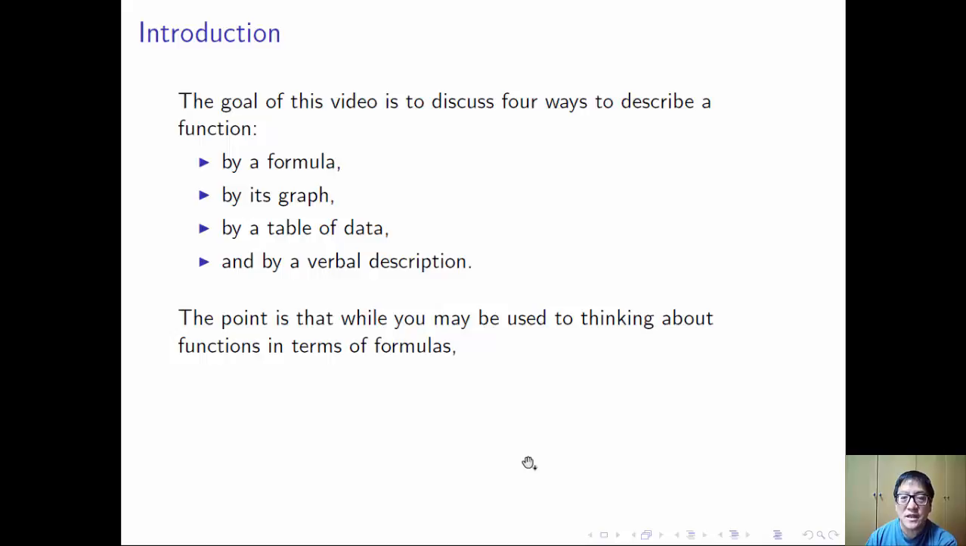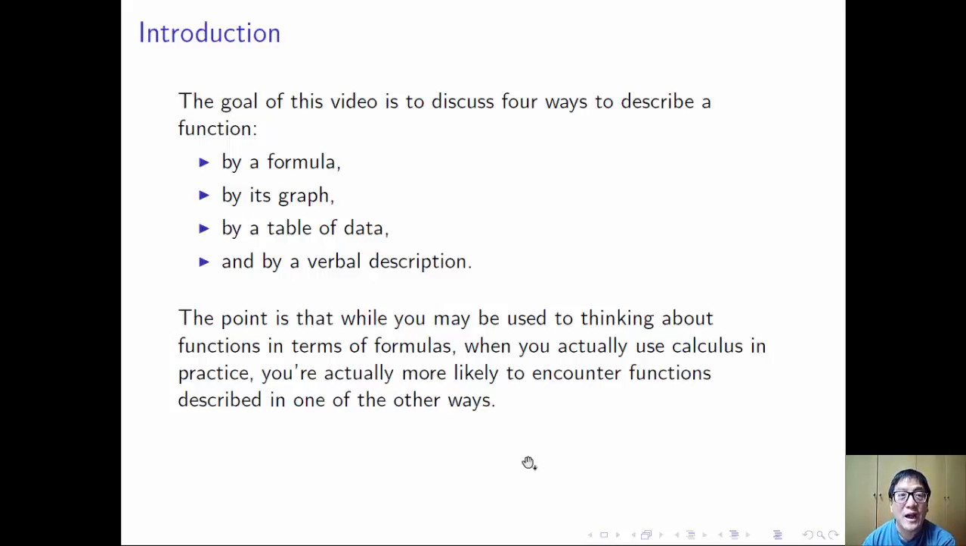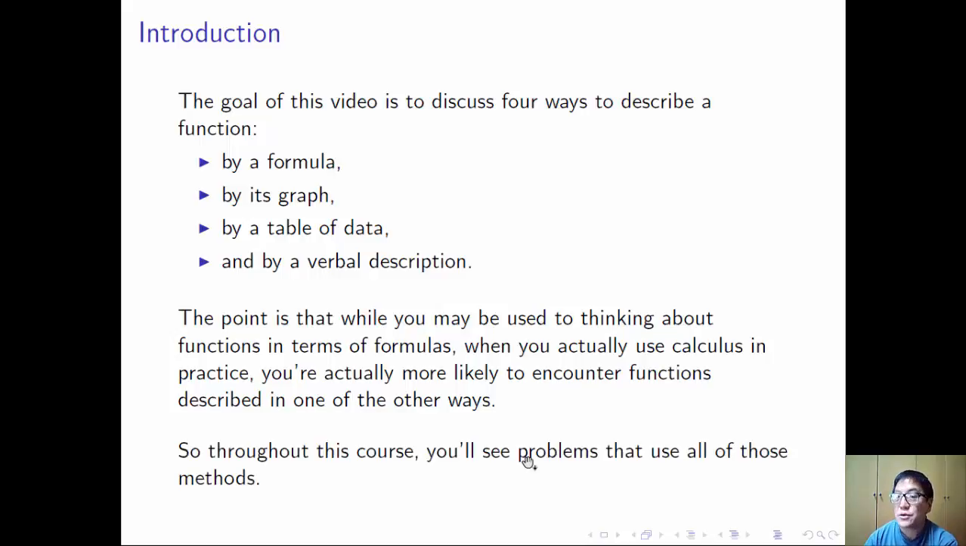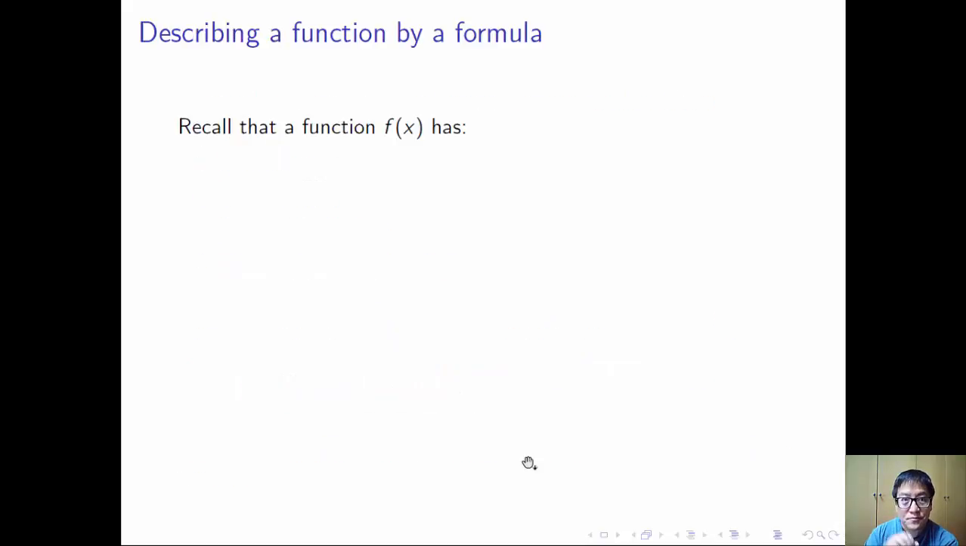The point of all this is that while you may be used to thinking about functions in terms of formulas, that may be the way you've done math all your life. When you actually use calculus in practice, in a way that someone would pay you money for, you are more likely to encounter functions described in one of the other ways: not as a formula, but in terms of a graph or a table of data or a verbal description. So throughout this course, you'll see problems that use all of those methods.